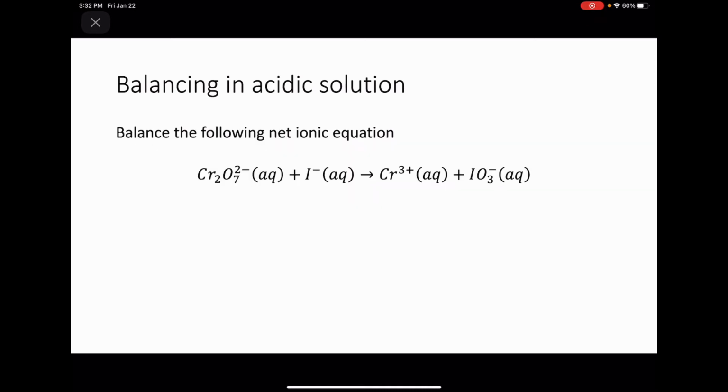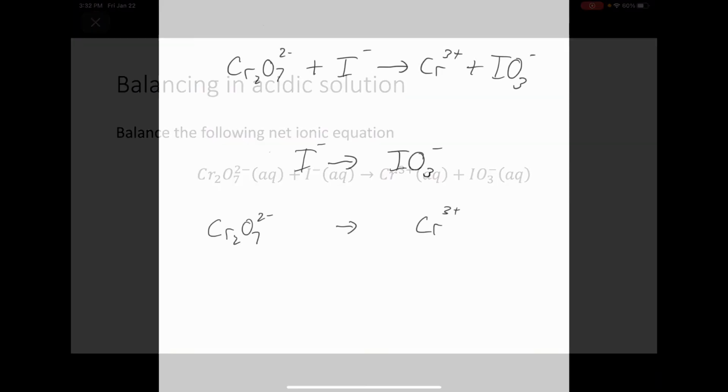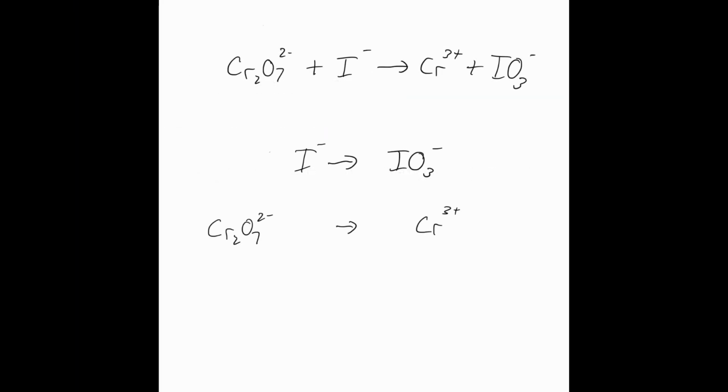It's probably easier to see how to do this if we show an example. So let's balance the following net ionic equation. All right, so now we have our net ionic equation set up, and the first step is to split it into half reactions. Now, most of the time, it's pretty obvious what you're going to split into half reactions. So you don't really have to use oxidation numbers to figure out what's being oxidized and what's being reduced.